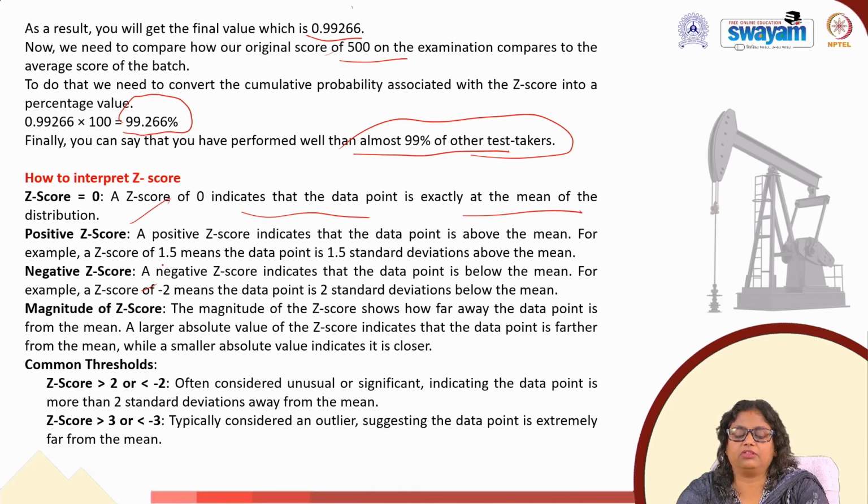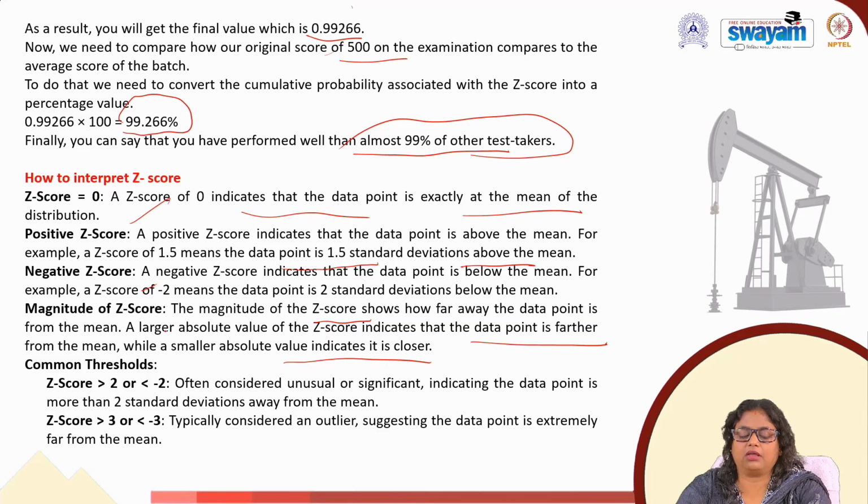Positive, negative we have seen. A positive Z score indicates that the data point is above the mean. Similarly, 1.5 means the data point is 1.5 standard deviations above the mean. Negative we have seen it. The magnitude of a Z score shows how far away the data point is from the mean. A larger absolute value of the Z score indicates that the data point is farther from the mean, while a smaller absolute value indicates it is closer.